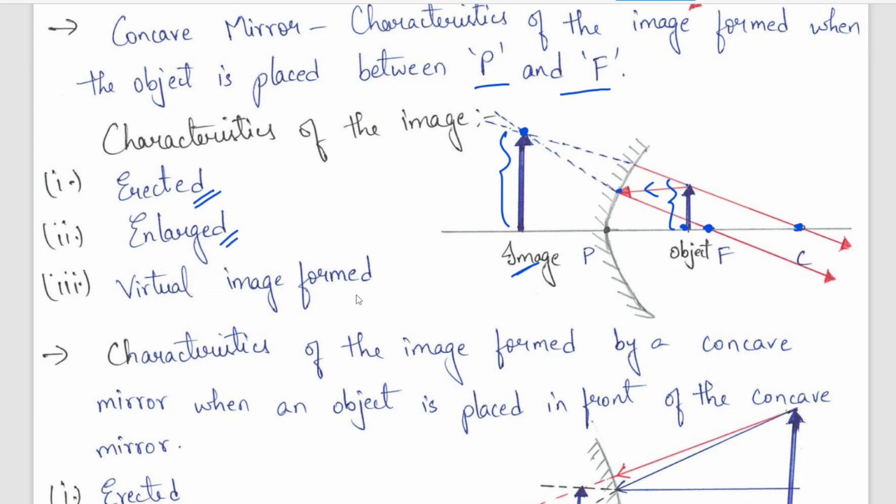Next, third one is virtual image formed. So this image formed cannot be seen on the screen, so it is called a virtual image.